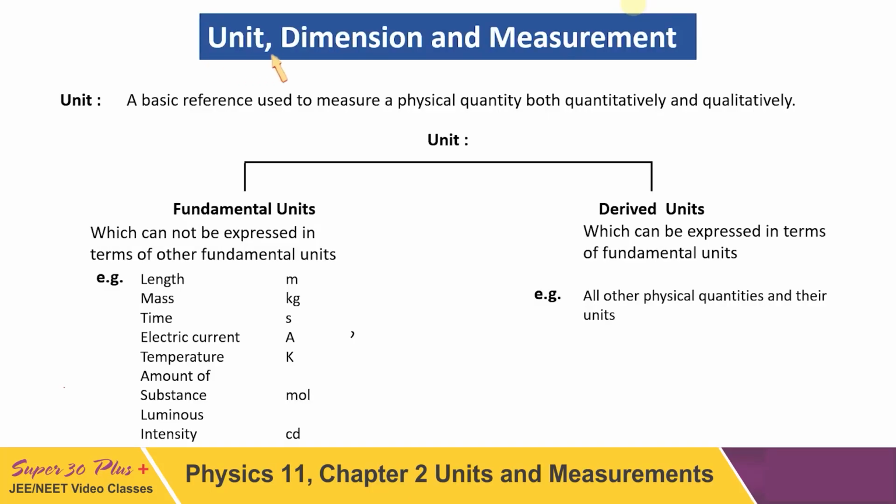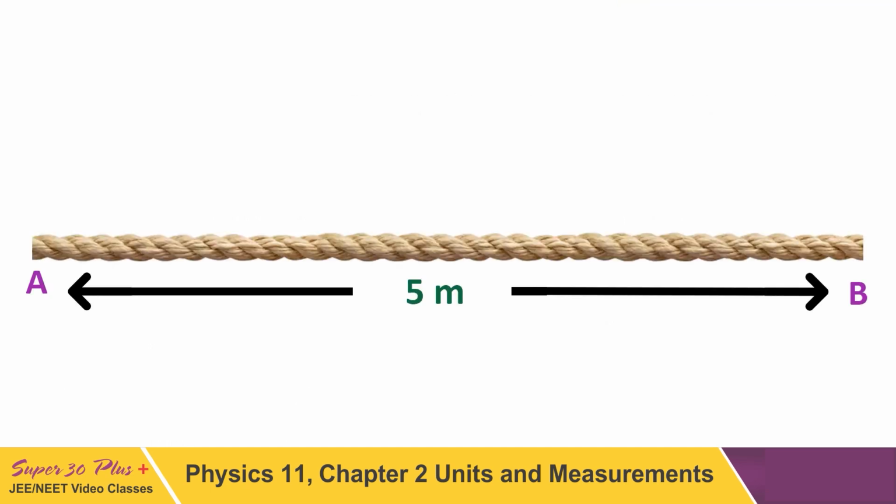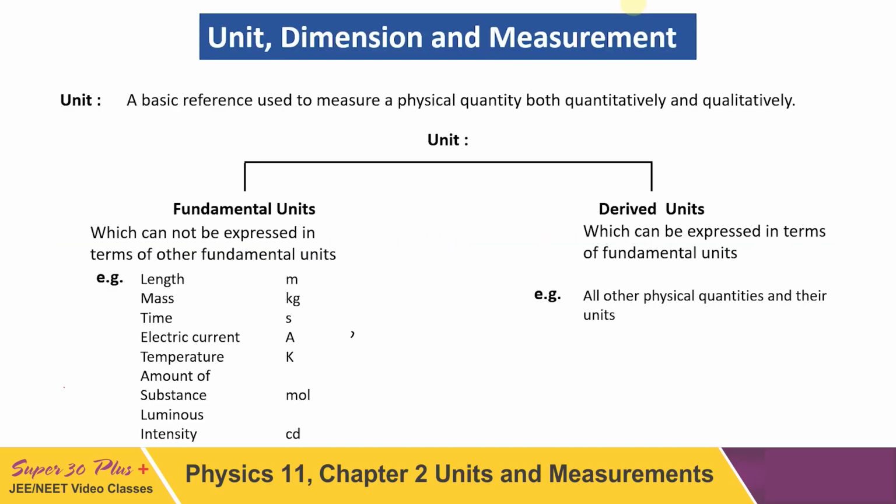So it's unit, dimension and measurement. The first thing is what is unit. As you can see, a basic reference used to measure a physical quantity both quantitatively and qualitatively is unit. Right? So what is unit? Unit is a reference. You can say if a given object is having length 5 meter, what does it mean? Its length is 5 times the reference length, that is 1 meter. Right? So for this measurement, reference has to be used. That reference is called unit.